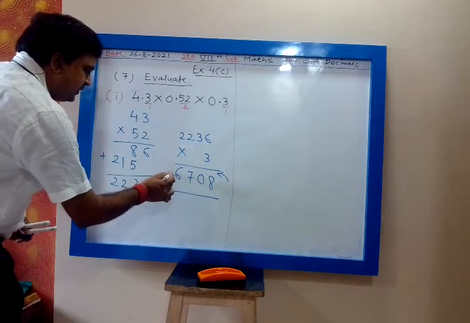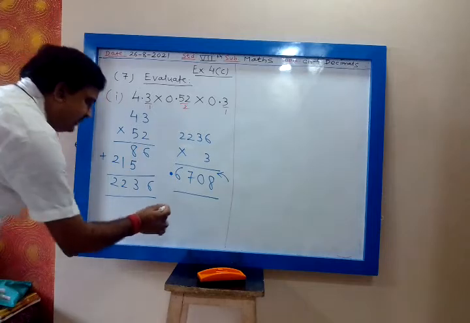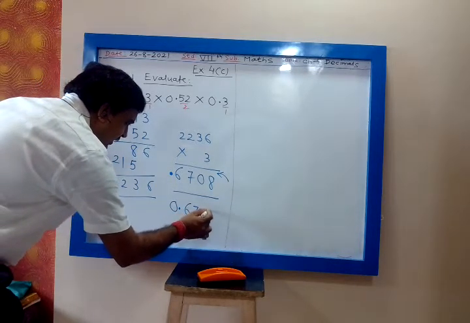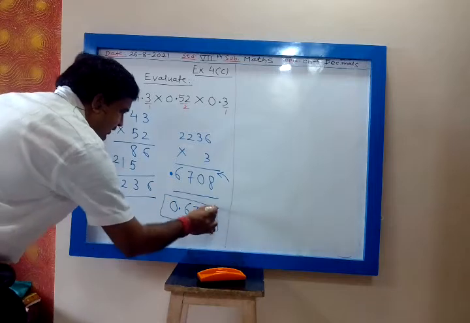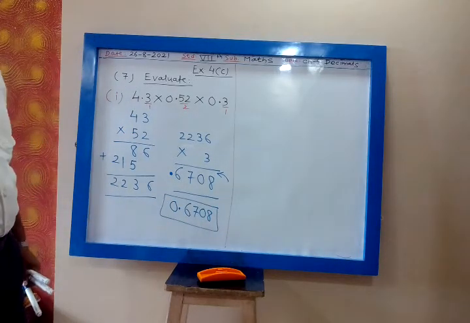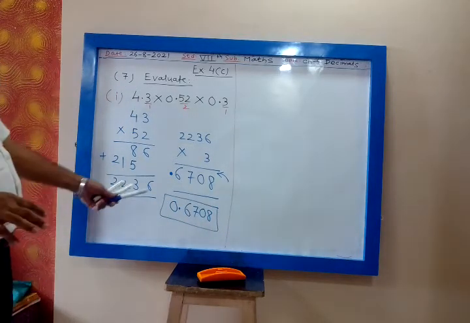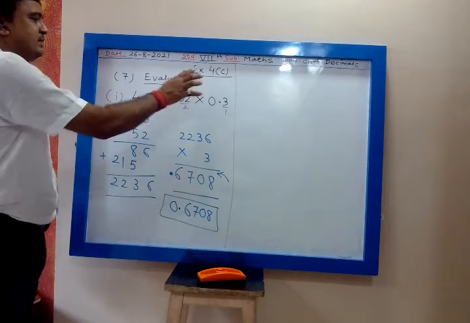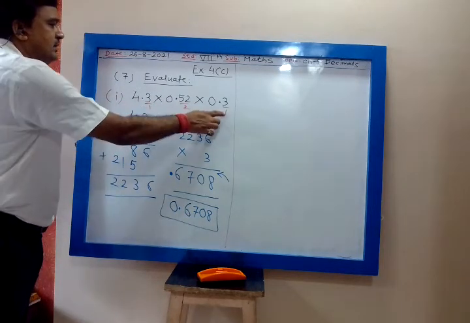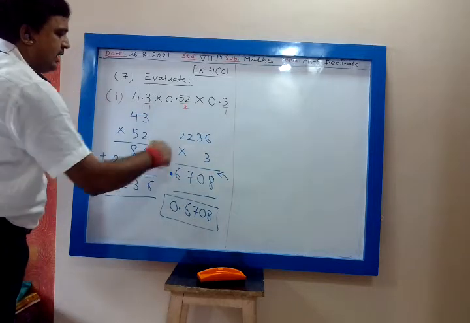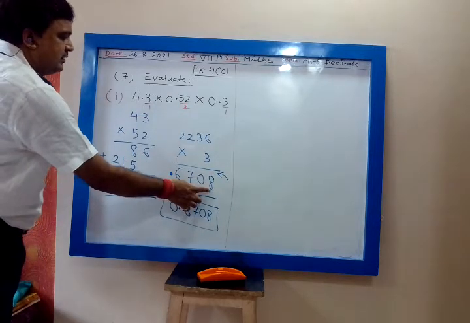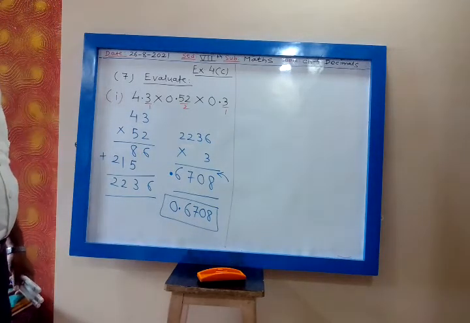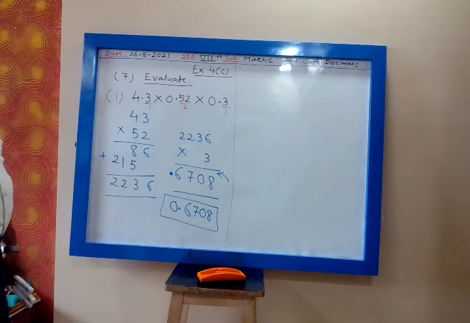This will be 0.6708. Answer is 0.6708. Okay. So in the product it will be the sum of the decimals of the multiplicand and multipliers. So 1 plus 2 plus 1, 4. Move from the right and place the decimal after 4 digits. 1 2 3 4, place the decimal. 0.6708.